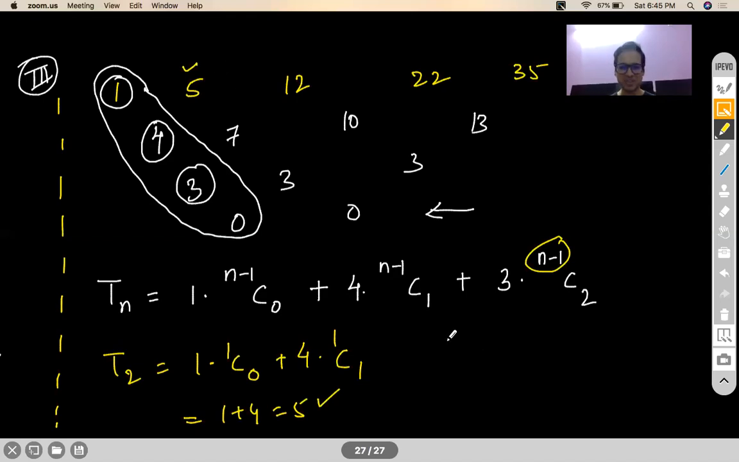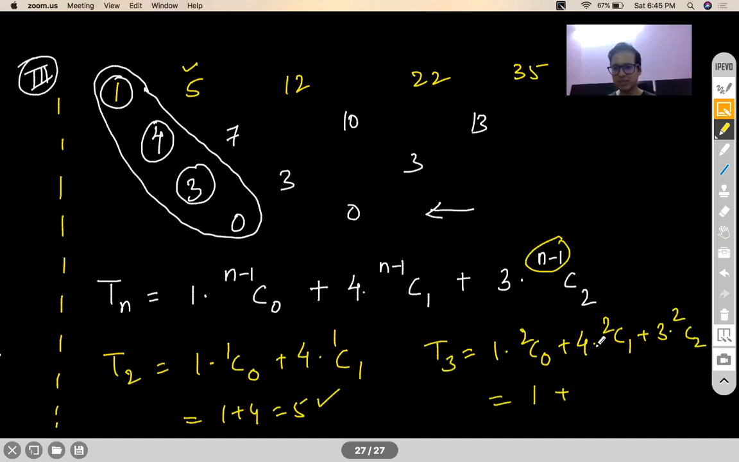Okay. Let's try once more. Put 3. So 1 into 2C0, 4 into 2C1. And now this time you can write 3 into 2C2. So this will be 1 only. This will be 4 into 2, which is 8. And this is 3 into 1, which is 3. 12 is the answer. Was it 12? Yes, it was 12. Okay.